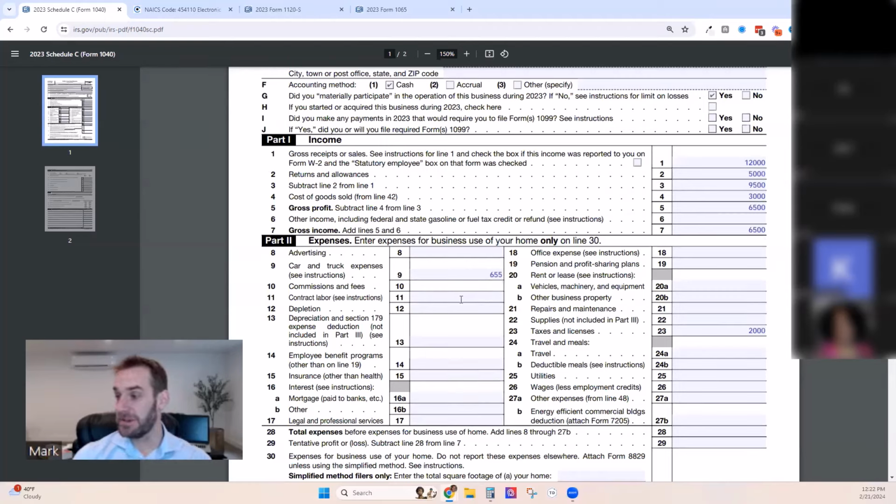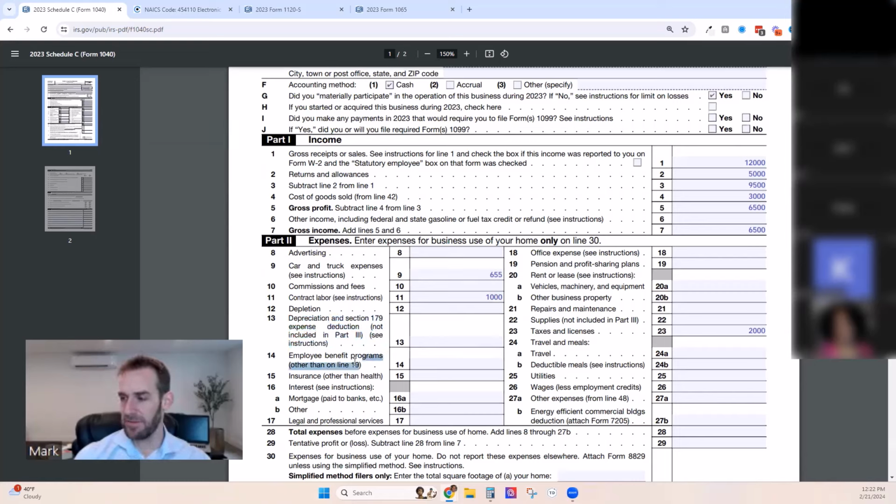Did you pay someone a commission or fee? Did you have contract labor? Let's say you had someone help you list or something, let's say $1,000. Depletion typically won't have that. Depreciation, not unless you have some type of property or fixed asset, you know, equipment or something that's over $2,500.